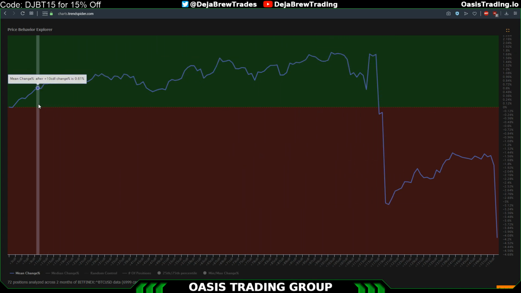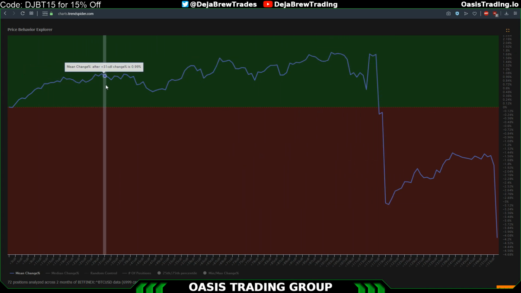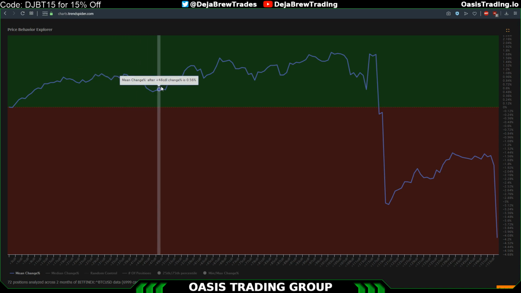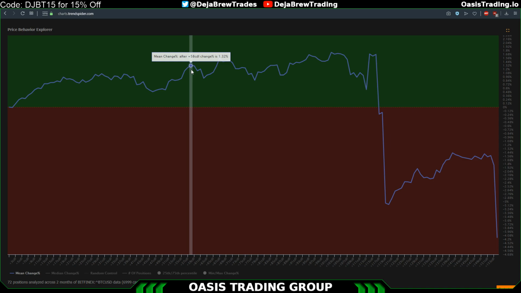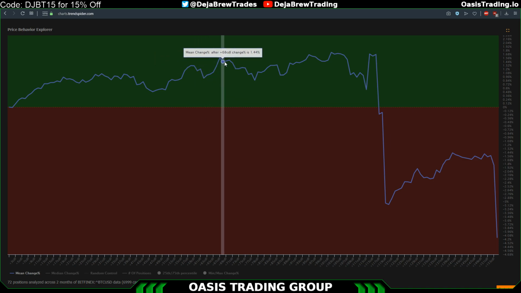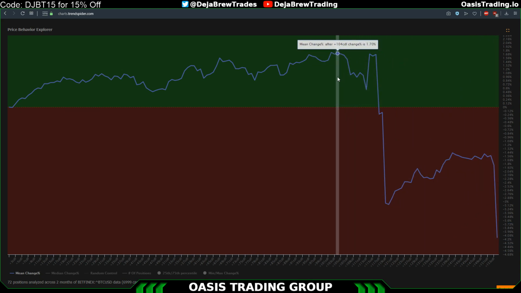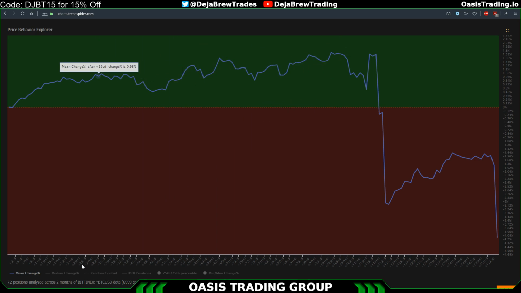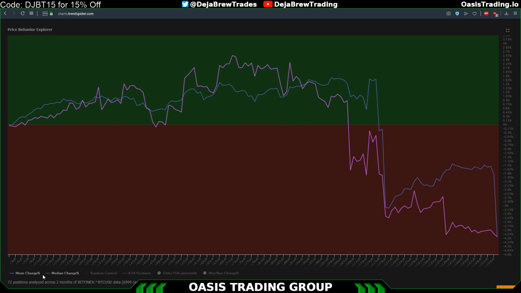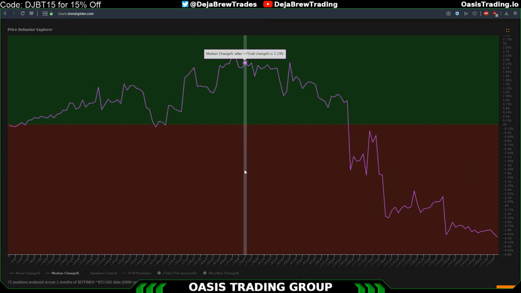The overall data is showing that on average the mean change percentage is about 1%. You have little dips to about 0.6, you got little rises to about 1.3, 1.4, but on average you're probably about 1%. So that means that the majority of the moves while you're in a trade are about 1%. You can look at the median change, which is going to be about the same.